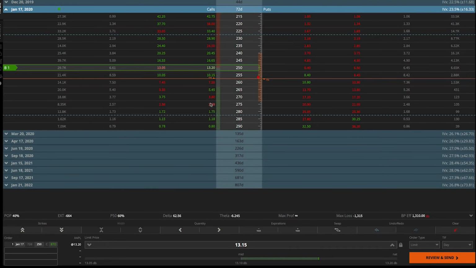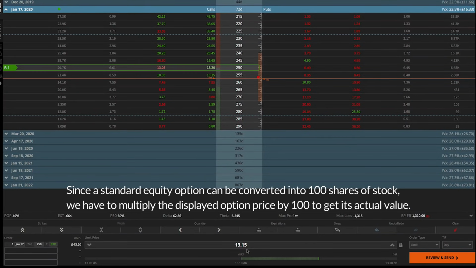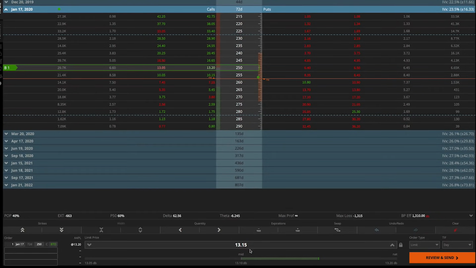So as I mentioned earlier in this video, this option is being quoted at around $13.15, and that means I actually need 100 times that to purchase this option. So if we go to the maximum loss right here, we can see that the maximum loss, if I purchase this option for $13.15, is $1,315. Now that's because if I purchase this option for $13.15, I actually need 100 times that to purchase the option, and my maximum loss when purchasing an option is whatever I pay for that option.